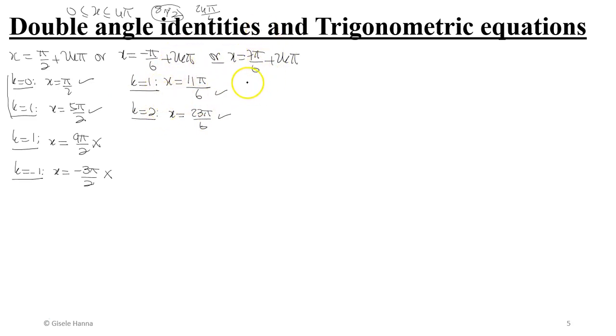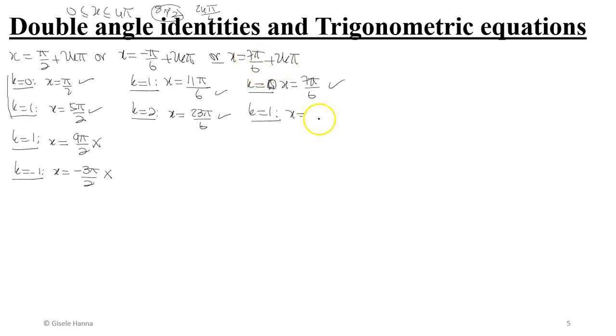Now similarly here, I still have a denominator of 6. I'm still comparing the numerator with 24 pi. So for k equals 0, that is 7 pi over 6, which is smaller. It's accepted. For k equals negative 1, it actually becomes negative. It's rejected. It's outside the domain. For k equals 1, that's 2 pi.